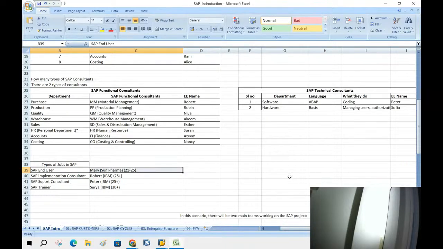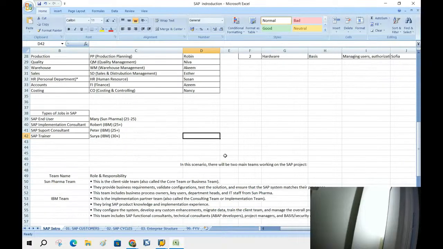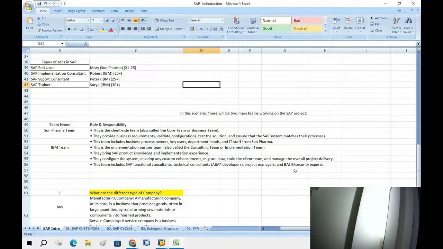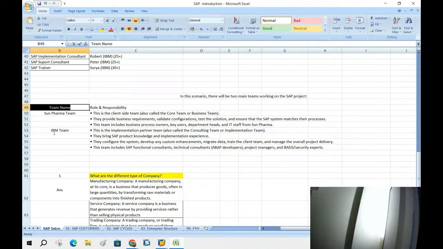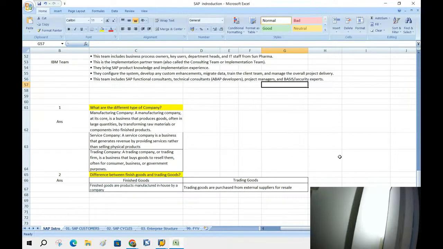And then the rest of the three are going to be in IBM as implementation consultant, support consultant, and as a corporate trainer. This also we will discuss at length tomorrow. Correct? So all this is there. This Excel will be in your WhatsApp group at the end of the course. There I have given the roles and responsibilities of the Sun Pharma team and the IBM team. You can read it. It is easy for you to understand.